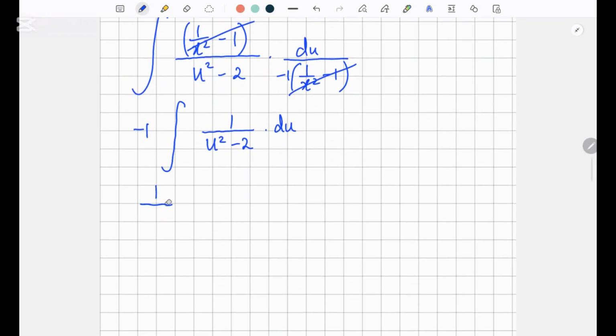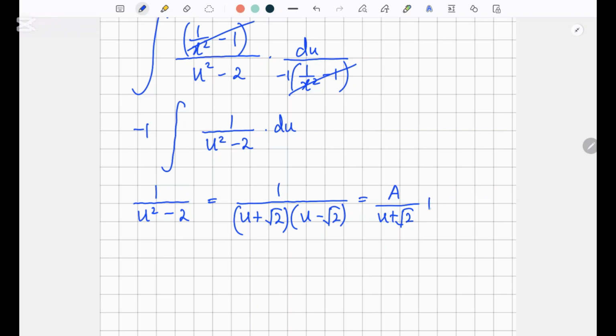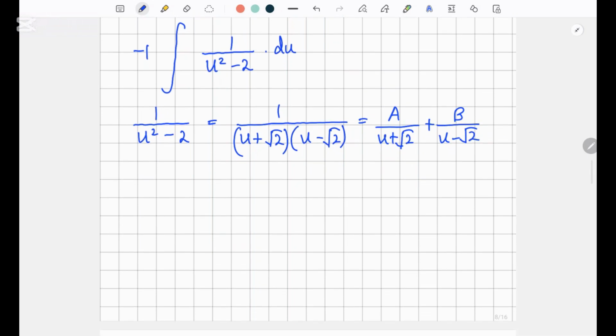So now you have to use partial fractions to integrate 1 over u squared minus 2. 1 over u squared minus 2 I could write as 1 over (u plus root 2) into (u minus root 2). And this I could write as A over u plus root 2 plus B over u minus root 2. So now let's multiply all the terms by (u plus root 2) into (u minus root 2). So you have 1 equals A into (u minus root 2) plus B into (u plus root 2).